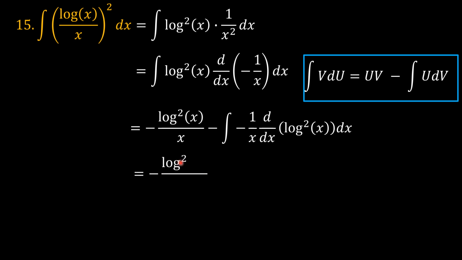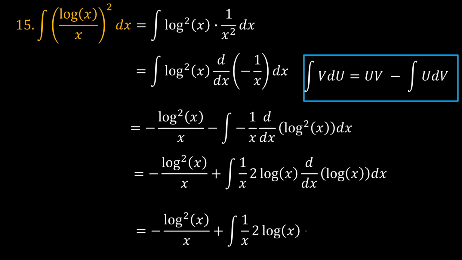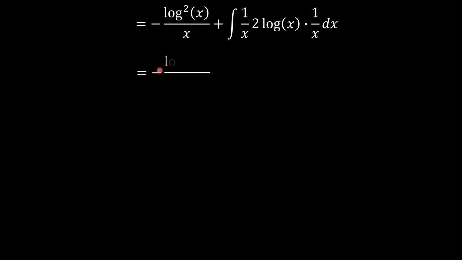So we have negative the square of natural logarithm of x over x plus, the negative here and the negative here interact, 1 over x, differentiating this, we first of all get 2 times the natural log of x times the derivative of natural log of x, which is the same as 1 over x. So that 1 over x here will interact with this 1 over x eventually, and so we can now bunch those together so that we have negative the square of natural log of x over x plus, pulling the 2 out, the natural logarithm of x over x squared.